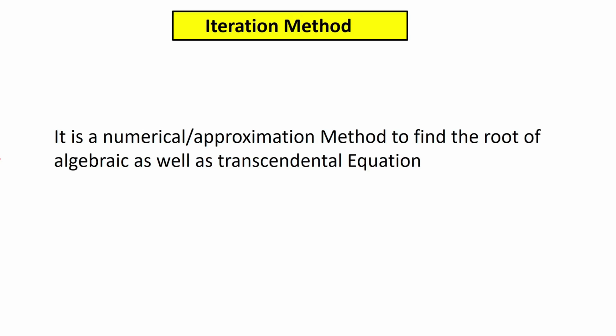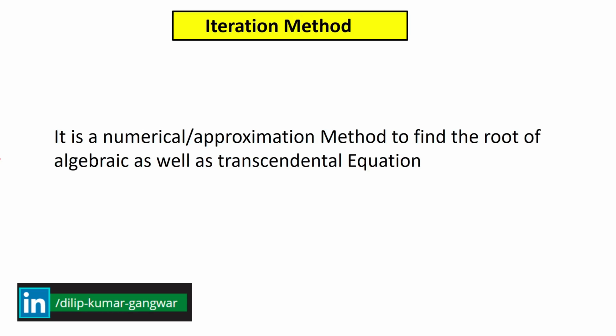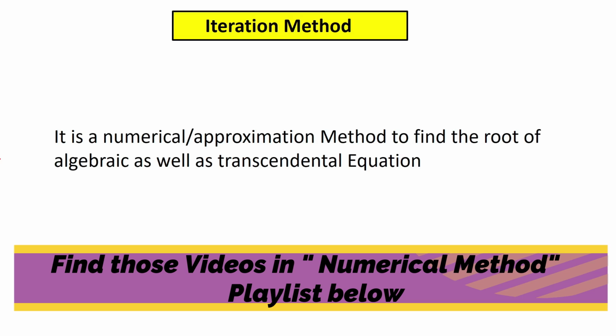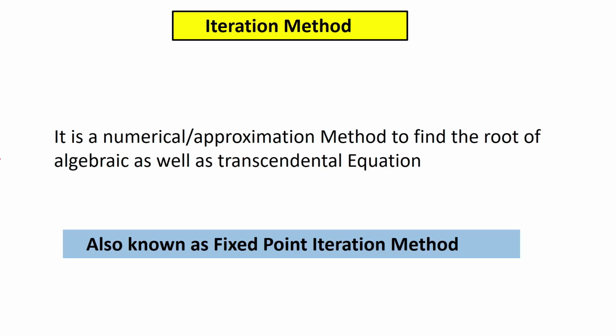I have already discussed the bisection, regula falsi, and secant methods for finding the roots of algebraic as well as transcendental equations. So the iteration method is the fourth method to find the roots of those equations. If you have not seen those videos on the bisection, regula falsi and secant methods, you can find the link of those videos in the description below or in the i button also. This method is also known as the fixed point iteration method.